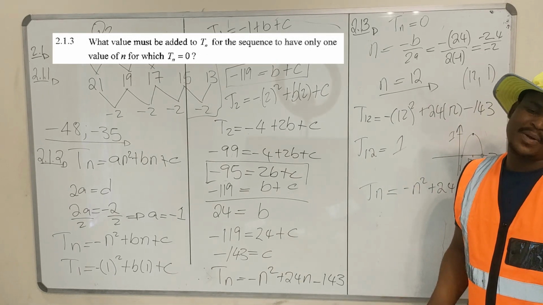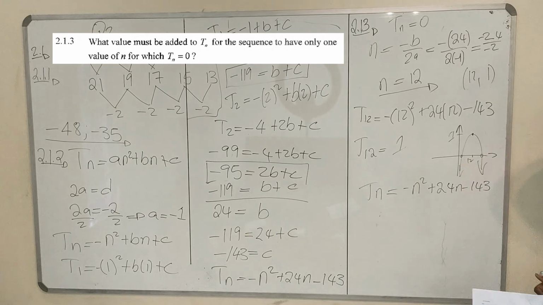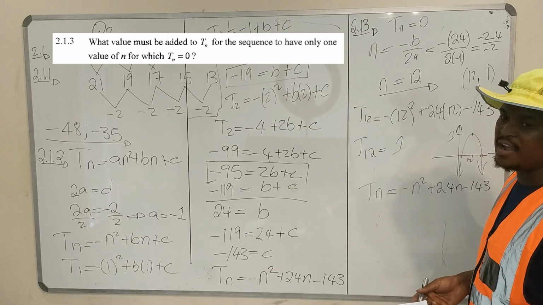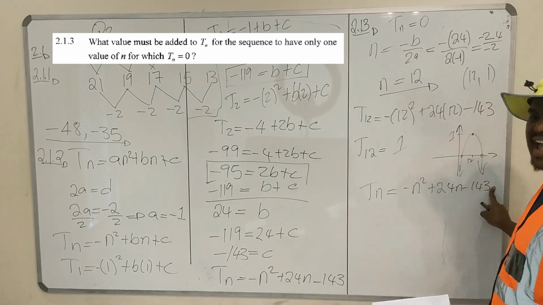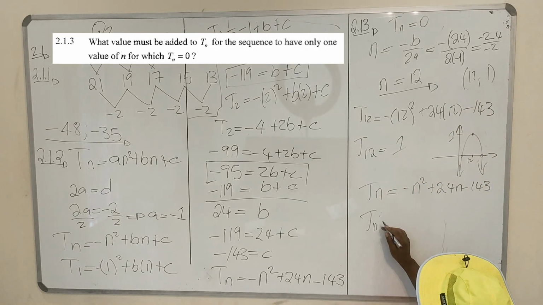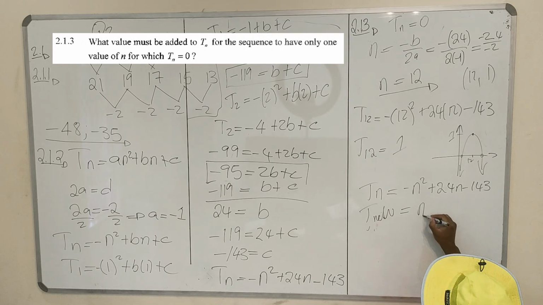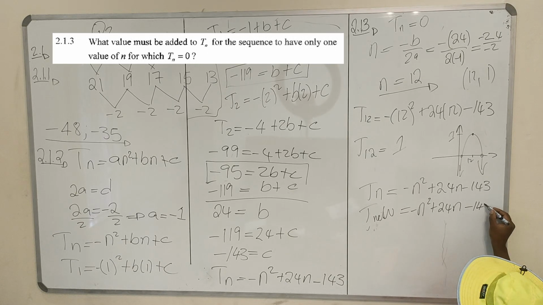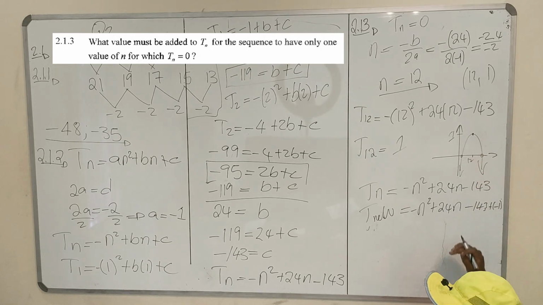You can say you can subtract 1, but they're asking what must you add. So what are you supposed to add? You must add negative 1. So if you want this sequence of yours to have only one position where your Tn is 0, you must add negative 1 to this sequence. So your T new must be negative n squared plus 24n minus 143 plus negative 1, because you'll be shifting it down.